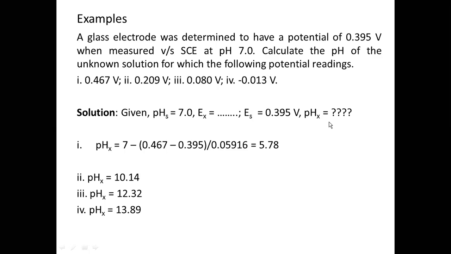What is the pH of the unknown? Now the equation: pH of the standard is 7 minus, EX is 0.467 because this has 4 sub-problems, 0.467 minus ES, which is 0.395, divided by 0.05916. You're going to get 5.78. So the pH of the unknown is 5.78. So this is how you can do the calibration and use it to obtain the pH of the unknown solution. Similarly, you can substitute the other potentials and obtain the pH of other unknown solutions.